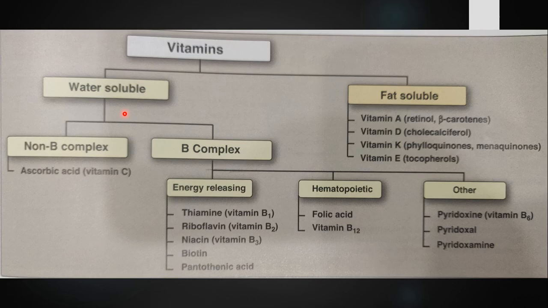If you look into this chart, water soluble vitamins are again further divided into two groups: the non-B complex and B complex. Let me talk about the non-B complex first, because there is only one vitamin coming under that heading, that is ascorbic acid. Vitamin C, also known as ascorbic acid. It is not part of B complex, it is separate.